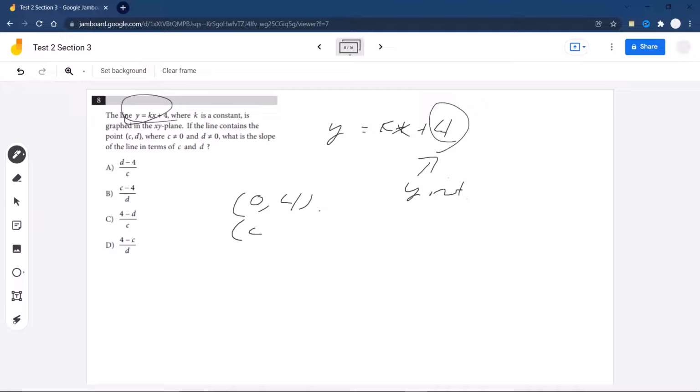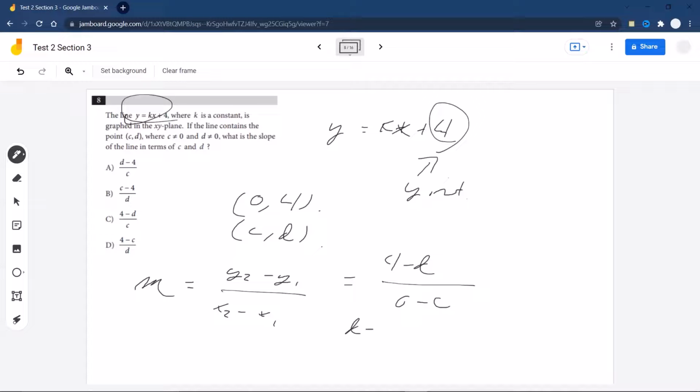So we have also the point (c, d). So we know that these 2 points both lie on the line, right? Because if it's a y-intercept, it still lies on the line, right? So then we can apply the slope formula. So m, which refers to the slope, is equal to y2 minus y1 over x2 minus x1. You can label each one of these y2, y1, it doesn't matter. The point is we'll evaluate this. You get 4 minus d over 0 minus c, which equates to d minus 4 over c.